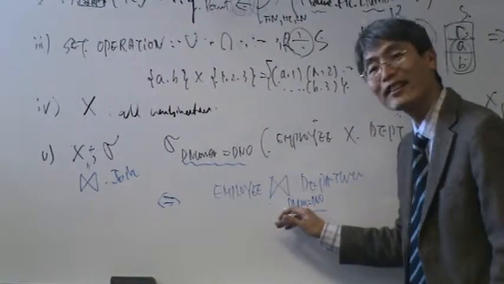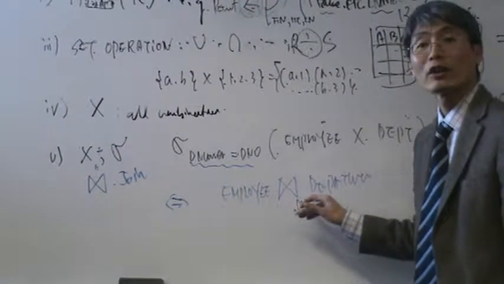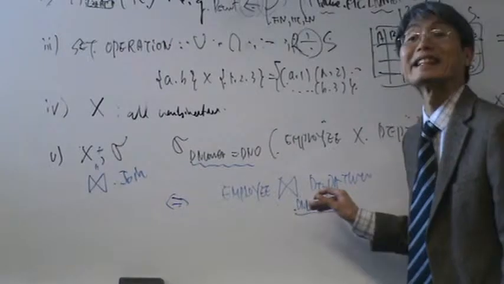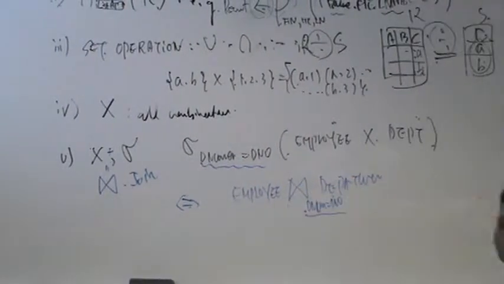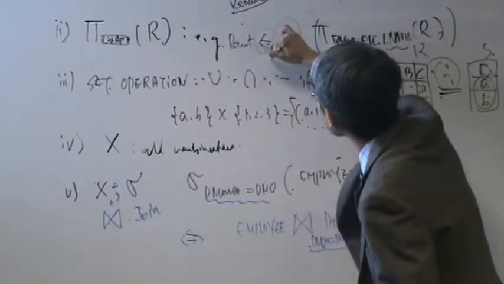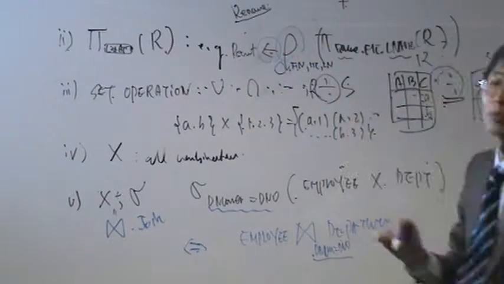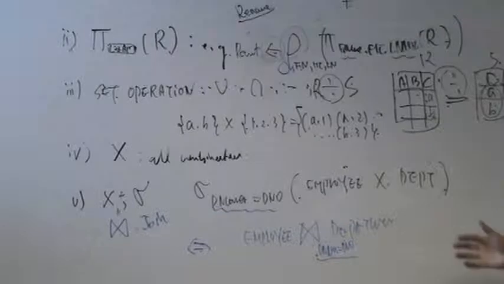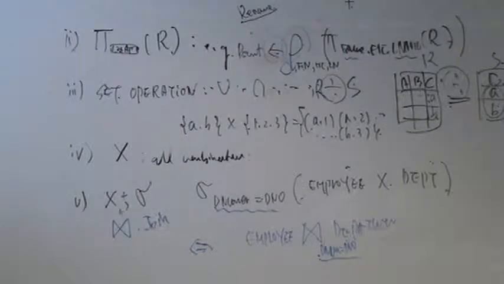Employee dot DN, department dot D number. So you can use that. It doesn't matter, so anyone. Like here, you can use the relation name dot the attribute name. Okay. So this is the join operation.